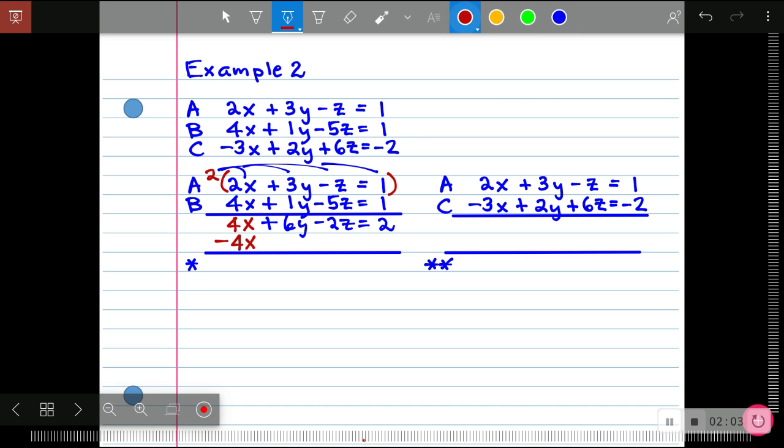Okay, the bottom line is almost good to go. We're going to multiply it by negative 1 down here, which has a simple effect of changing all the signs. So I'm just going to change all the signs across that bottom. Then we add these lines, and that eliminates the x.